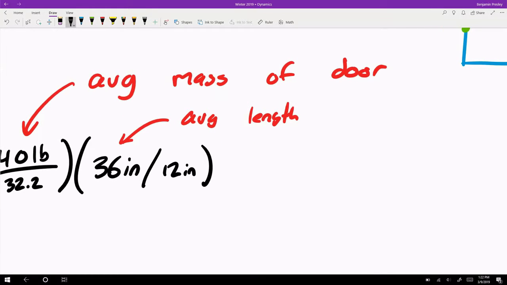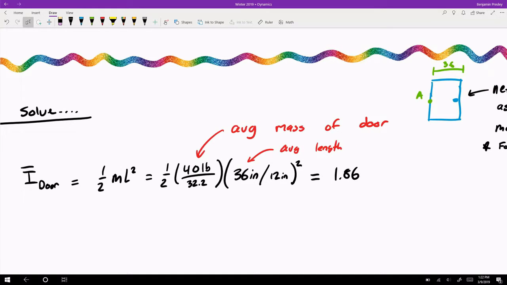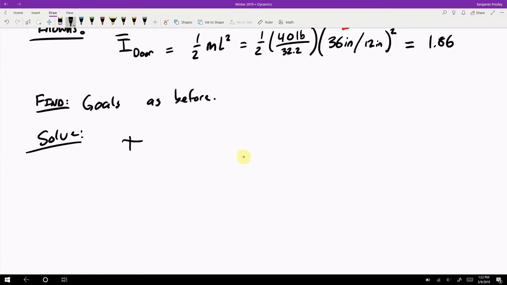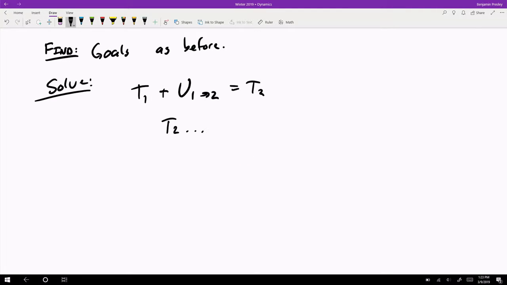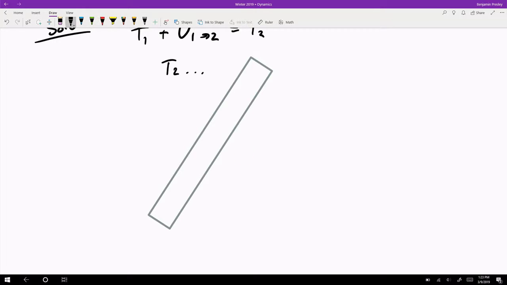Alright, so here we get I bar equal to 1.86. So our goal is to get the door to swing under 1.5 feet per second. So we're going to use an energy problem here because we know a lot about the right hand side. Let me explain. First I'm going to draw my free body diagram now.